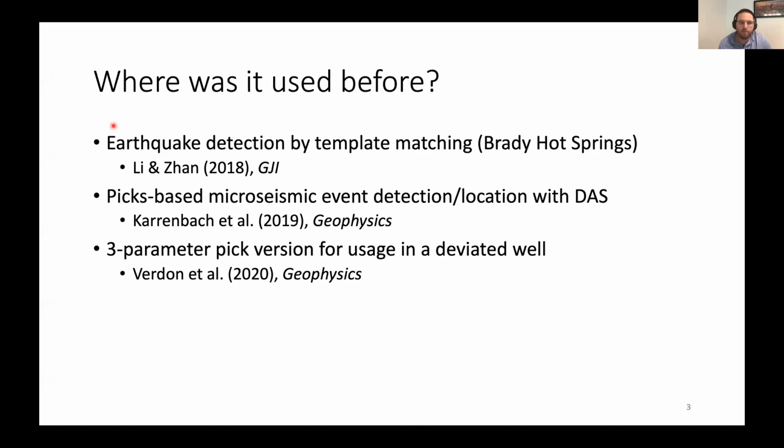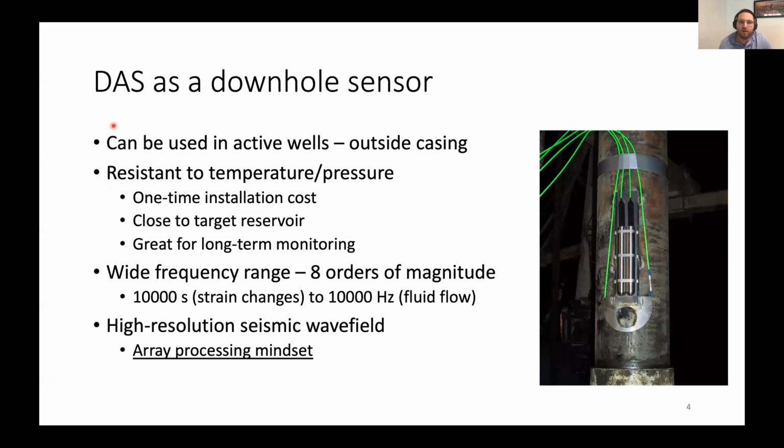Now let's talk about DAS in general as a downhole sensor. I think the main reason this is becoming so popular, at least in the downhole business, is from a logistical or an economical point of view. And that is that you can use DAS in an active well. If you put the fiber outside the casing, like you can see on the image here on the right, it basically means you keep your well free. So it can be flowing, you can log it, you can do whatever you want with it.